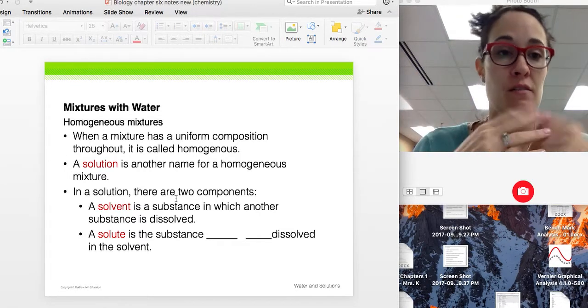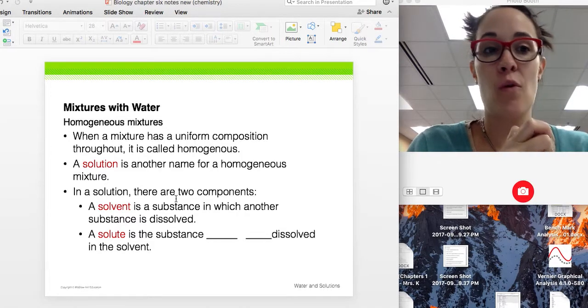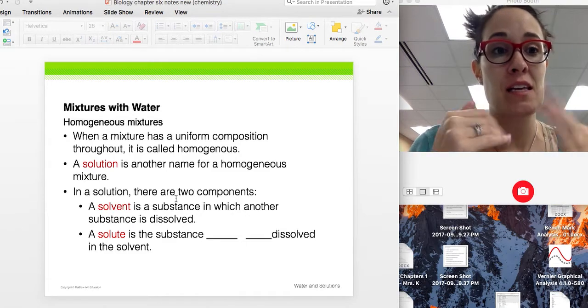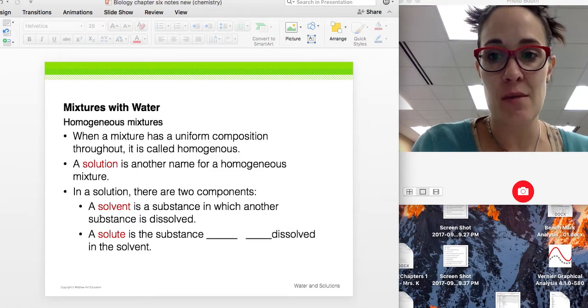First, homogeneous mixtures, when it has uniform composition, when you're looking at that mixture, it looks uniform throughout, it's homogeneous. A solution, if you were to add sugar to water, you'd make a solution. Or the other day when we did the enzyme lab, I made a yeast solution. Another name for that is homogeneous, so same thing.